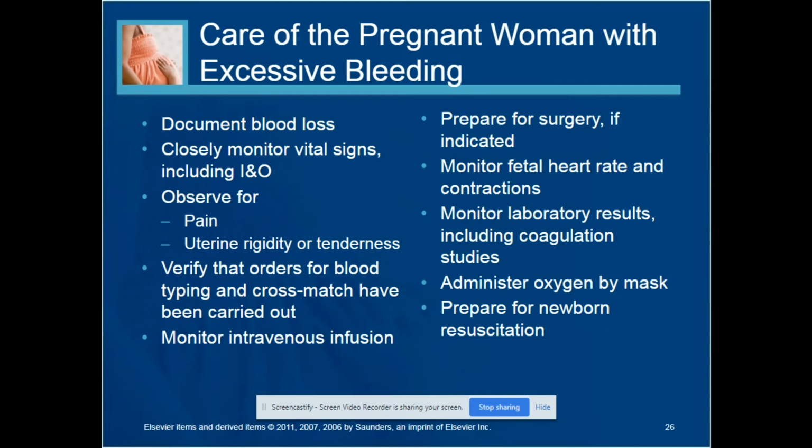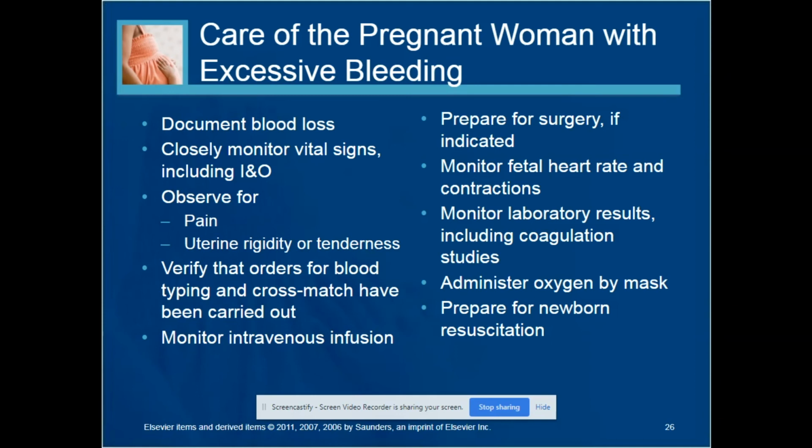But monitoring the vital signs closely, including the intake and output, is important. We're going to observe for pain, uterine rigidity or tenderness. We're going to order blood. We may order some typing and cross-matching. That is a blood lab that makes sure what the woman's blood type is, and they cross-match those antibodies that we talked about so that they can give them the correct blood.